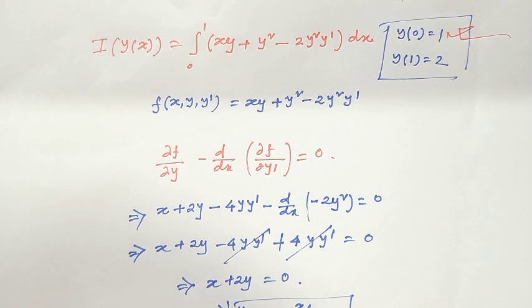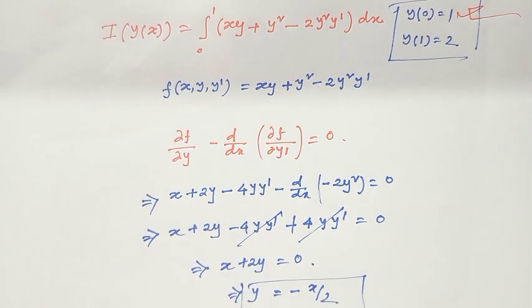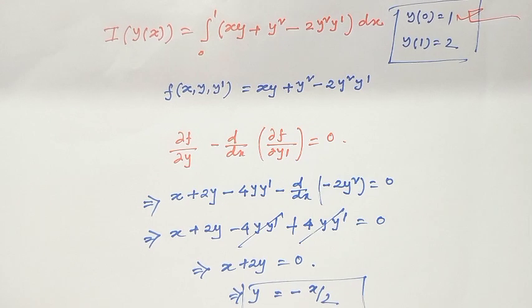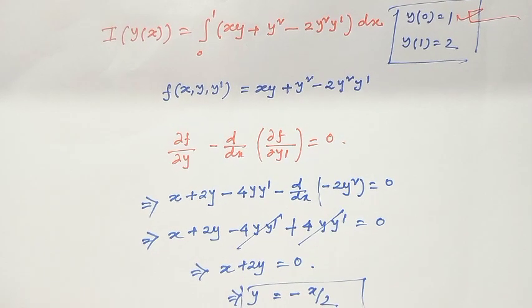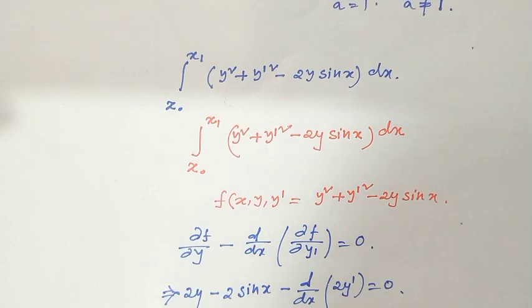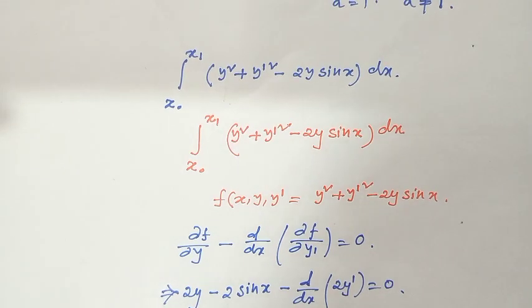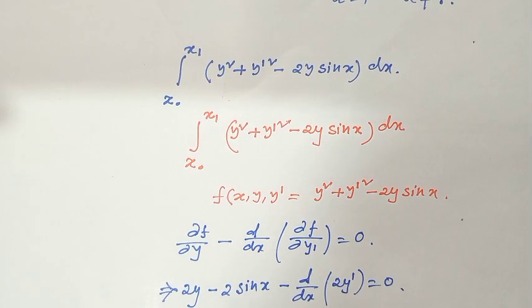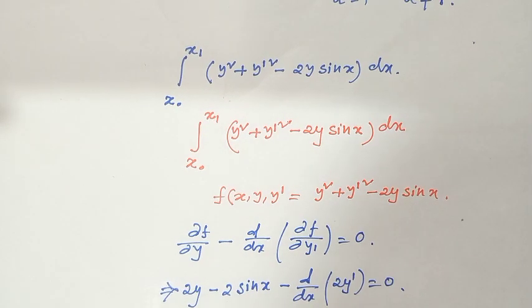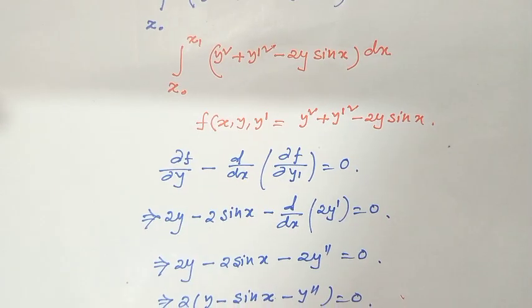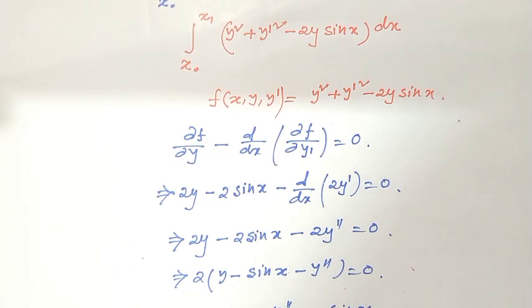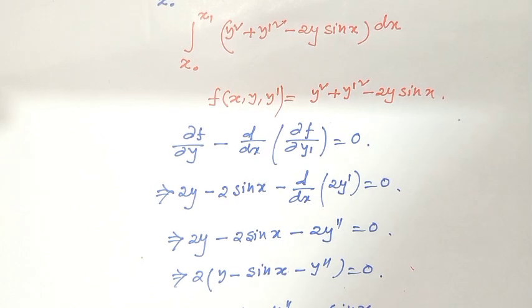Okay, so I have told you any functional may not always have a solution. I hope all my viewers have understood this clearly. Okay, well. Next example: integration x0 to x1 of y² + y'² − 2y sin x dx. Here we do not have any particular boundary condition, so it is for arbitrary boundary conditions.